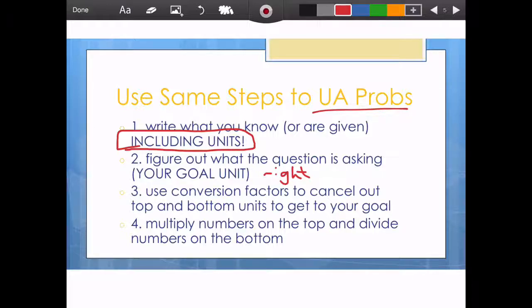Number 3, use your conversion factors that you know. Most of the time you get those from your roadmap to cancel out top and bottom units, and then you're going to multiply the numbers on the top and divide the numbers on the bottom in order to solve your problem. Okay, so same 4 steps that we've been using. I did add 1 step to your note sheet, and that is if you have to either write an equation or you're given an equation, make sure that it is balanced before you actually use it.